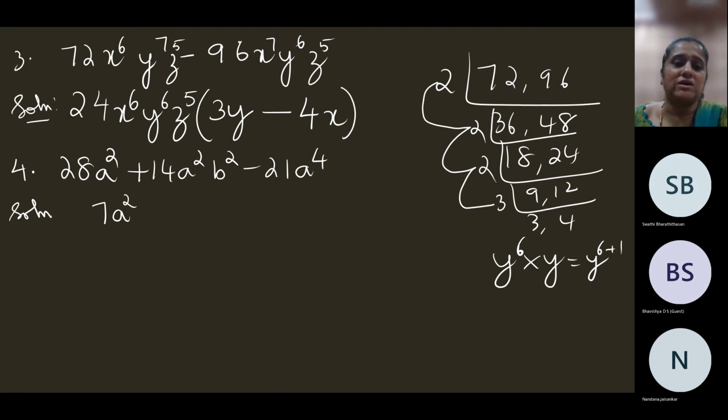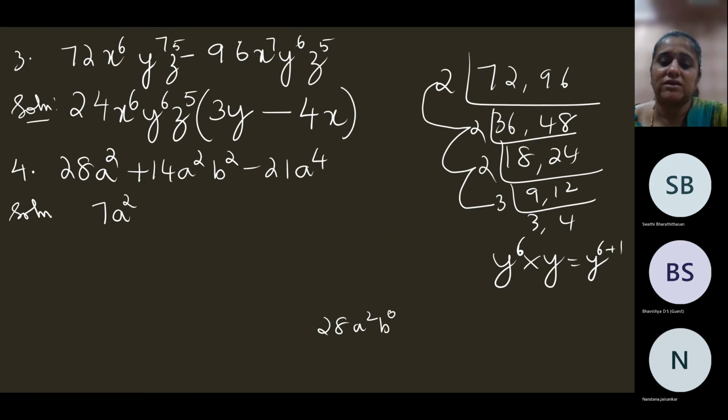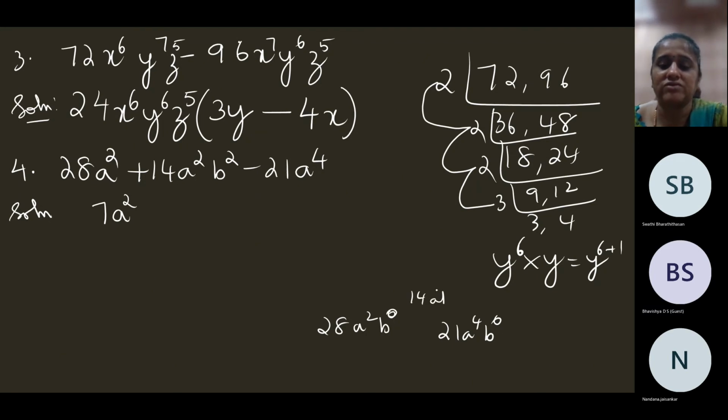Okay. Now, Bhavishya, 28a square. It has no b term at all. That means what is it? It is b to the power 0, right? Yes, ma'am. 28a square does not have a b term in it, so it's b to the power 0. And 21a to the power 4 also does not have a b term. That means it's b to the power 0, because anything to the power 0 is 1. So when there is no b term, you can just say b to the power 0, correct? Yes, ma'am. And 14a square b square.